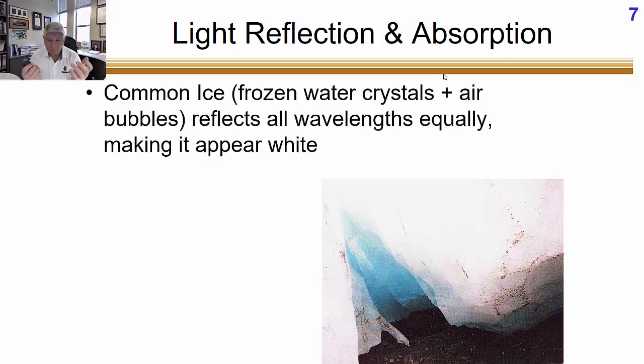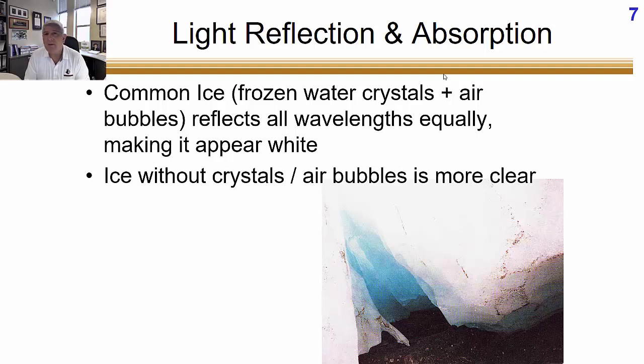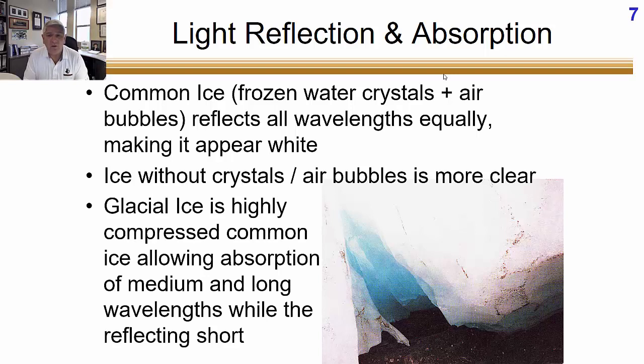All right, let's talk about ice for a minute. We can talk about light reflection and absorption. So common ice, typical ice that you get out of your ice machine, right, is usually white in color, and that's because it's reflecting all wavelengths equally, kind of like clouds. However, sometimes we can make ice that has no crystals and no air bubbles and nothing in it to reflect light, and then the ice would appear clear, like the kind of ice you would see in an ice sculpture, for instance, right?